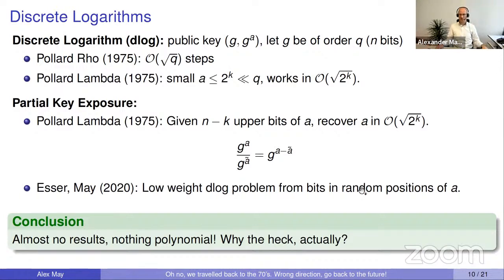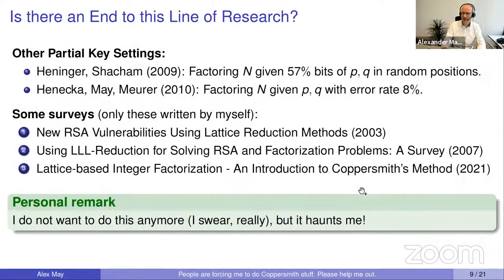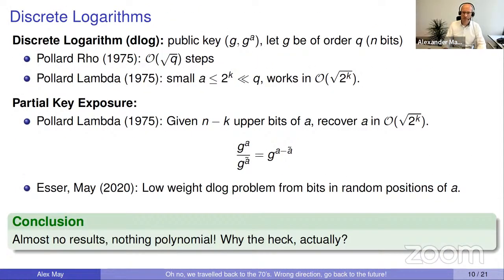So this is, from a cryptanalyst's point of view, very depressing, right? I give you information about the secret key, but nothing breaks down, nothing polynomial. So why the heck is that so with discrete logs? It seems to be way more resistant towards partial key exposures.